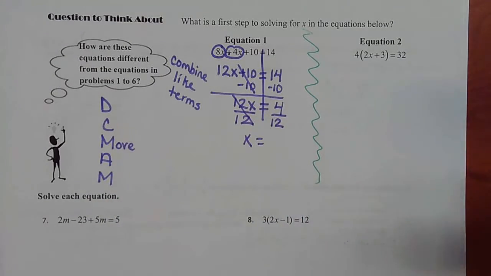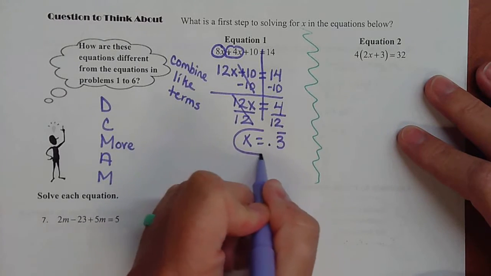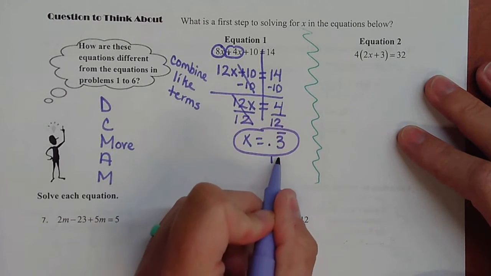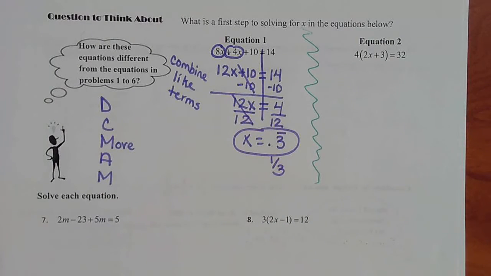If you plug it in, you get 0.3 repeating, which is the same thing as 1/3. So if you have a fancy calculator that can turn them into fractions, that's what it does. That's what the answer is. So that's one type of new problem that you're going to be doing today. You may have to combine like terms.